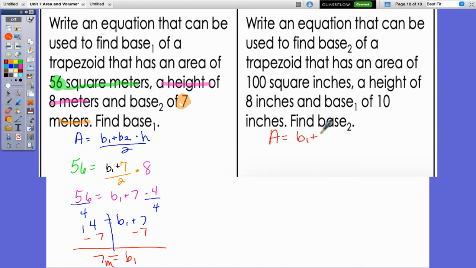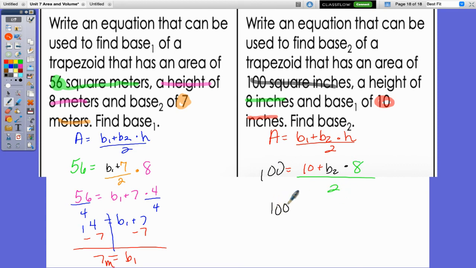Okay, once again, base 1 plus base 2 divided by 2 times height. Area equals, let's find our numbers. Area is 100 square inches. Height is 8. Base 1 is 10. Base 1 is 10 plus base 2 times the height divided by 2. And I forgot, I need to erase, we need area in here. Area is 100. Okay. 8 divided by 2 is 4, so I have 100 equals 10 plus base 2 times 4.